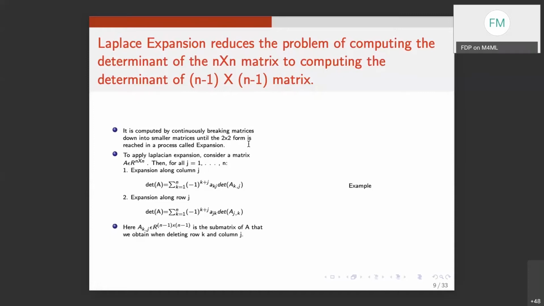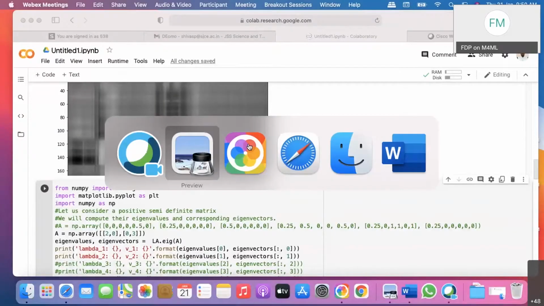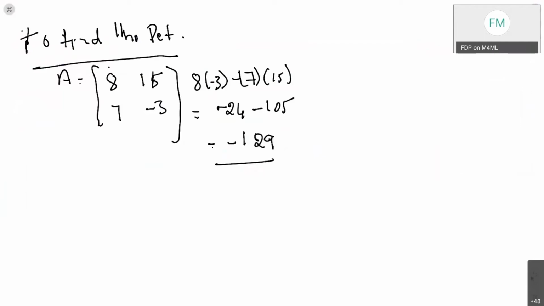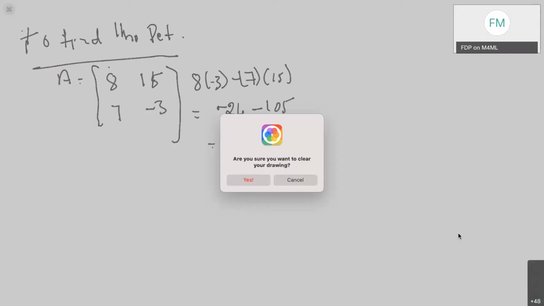So to demonstrate this, let's try to run one simple example. Let me take one simple example.